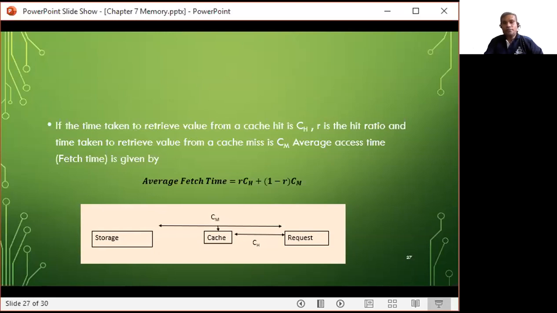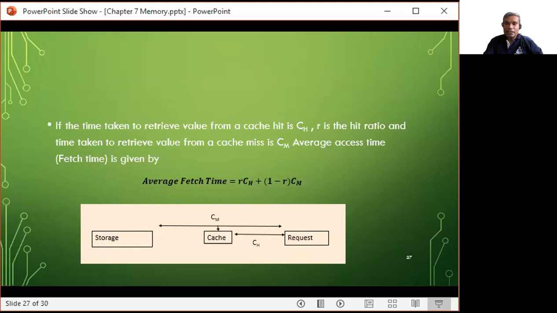So this is the formula. If you look carefully, you can see cache hit time and the cache miss time. Now R is the cache hit ratio. So if you get 50% cache hits, that means 50% of the time you will only need to spend the cache hit delay to retrieve the value. If you get 80% cache hit ratio, that means 80% of the time you are able to get the value with a time delay of CH, or the cache hit time.